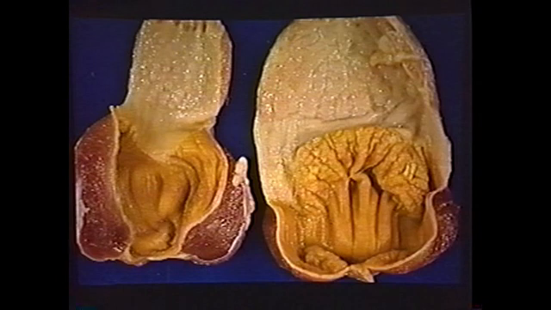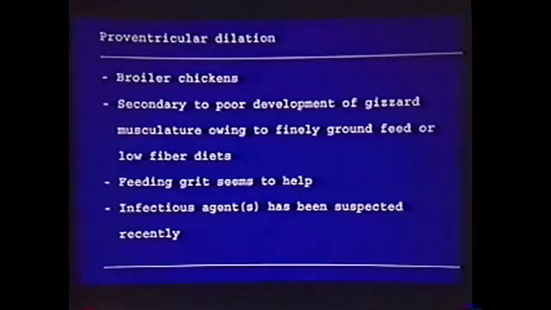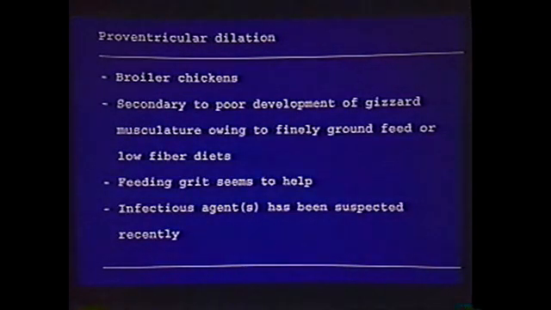It is seen in broiler chickens and is generally considered due to poor development of the gizzard musculature due to feeding finely ground feed. Feeding grit seems to help the muscle of the gizzard and thereby reduces the amount of backup of feed into the proventriculus.